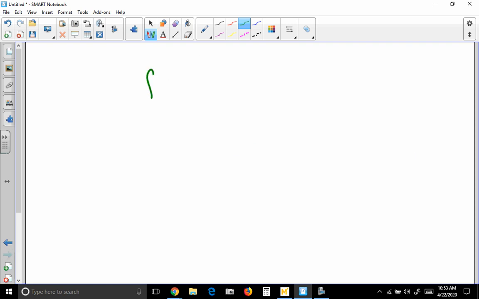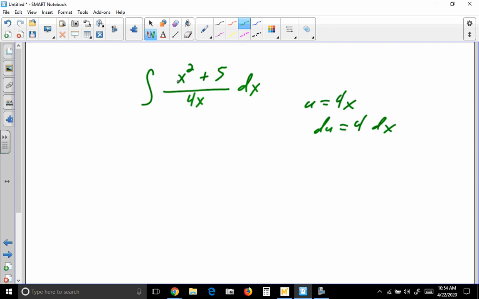All right, so going on, occasionally we'll end up with something like this. In this case, notice the degree on top is not 1 less than the degree on bottom. So if we let the denominator be u, the derivative of the denominator would be 4 dx. Well, we don't have just a constant on top. We've got x squareds.